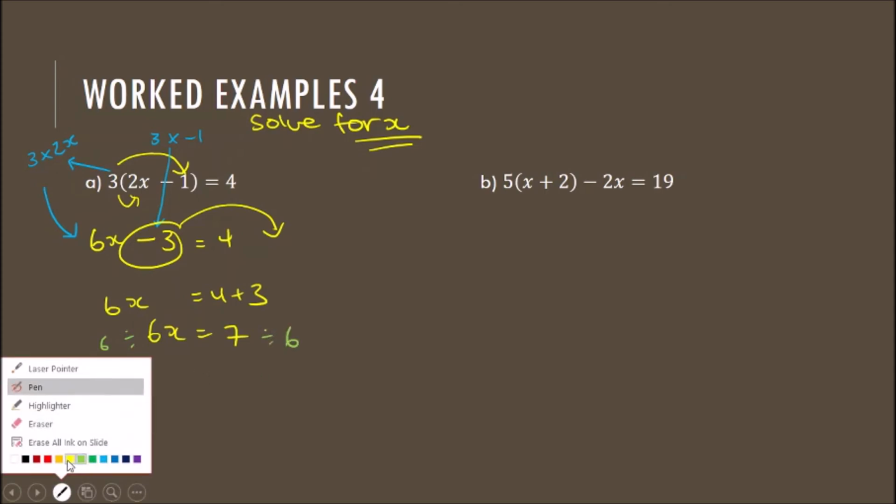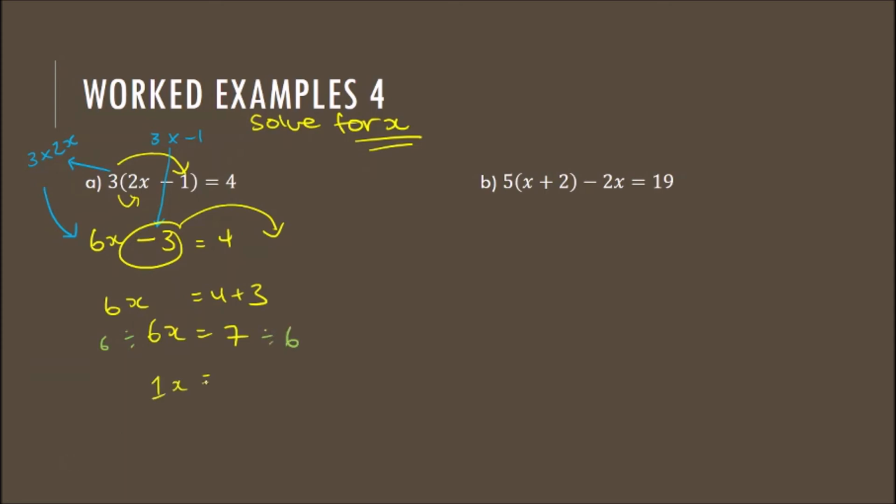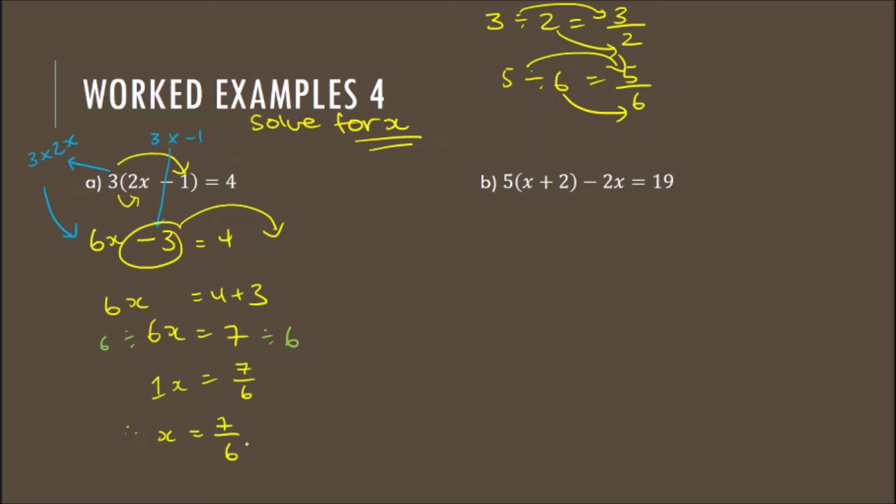So 6 divided by 6 is 1, so 1x for your sake. 7 divided by 6 is 7 over 6, remembering fractions. 3 divided by 2 equals 3 over 2. 5 divided by 6 equals 5 over 6. Do you see the pattern? The first number goes on top, the second number goes at the bottom. Okay, so therefore x equals 7 over 6. That's how you would solve that.